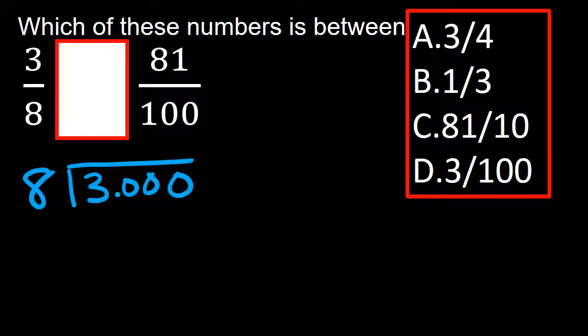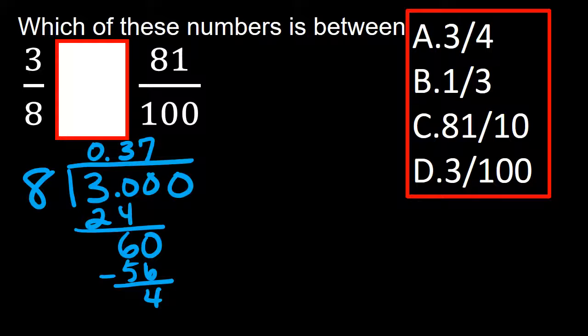So 8 goes into 30 3 times. And you can see I'm just working out my long division. 8 goes into 60 7 times. So I'm getting closer, I think. So we got 40. 8 goes into 40 5 times. And so I have 0 remainder there. So 3/8 is the same as 375 thousandths. And then I have 81/100.